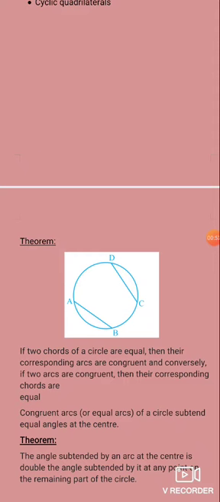So what do you mean by congruent? That is of the same size and same shape. So if the arcs are the same size, then their corresponding chords are also equal. Now the next one: congruent arcs or equal arcs of a circle subtend equal angles at the center.